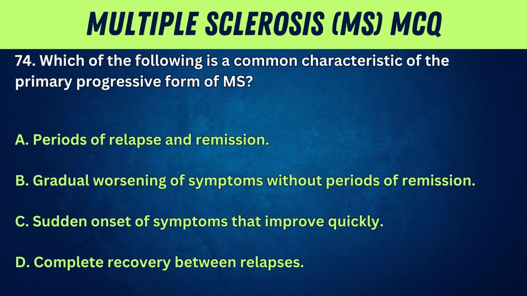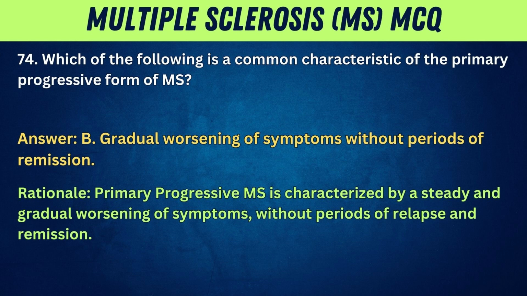74. Which of the following is a common characteristic of the primary progressive form of MS? A. Periods of relapse and remission. B. Gradual worsening of symptoms without periods of remission. C. Sudden onset of symptoms that improve quickly. D. Complete recovery between relapses. Answer: B. Gradual worsening of symptoms without periods of remission. Rationale: primary progressive MS is characterized by a steady and gradual worsening of symptoms without periods of relapse and remission.